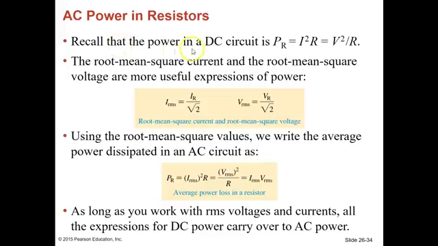The other thing that you'll see here is in a DC circuit, we know power is equal to I squared R or V squared over R. And so we can use something called the root mean square current and the root mean square voltage to help us think about power. You're going to see these letters RMS, that just means root mean square. What we're going to do is take the overall current and divide it by the square root of 2. We can do the same thing with the potential. If we use those root mean square values, we can write the average power dissipated in AC circuits as this. So as long as we work with RMS voltages and currents, the expressions for DC power will carry over to AC power. We're really just trying to bridge the two, and by using this root mean square, we can do that pretty easily.